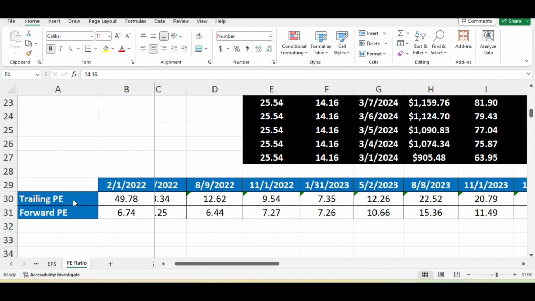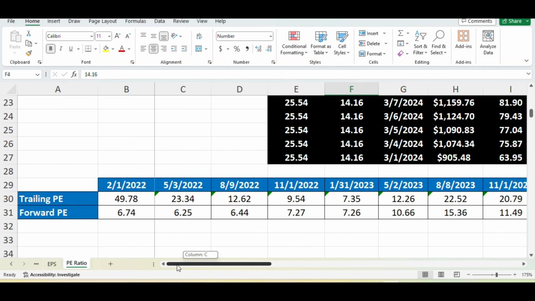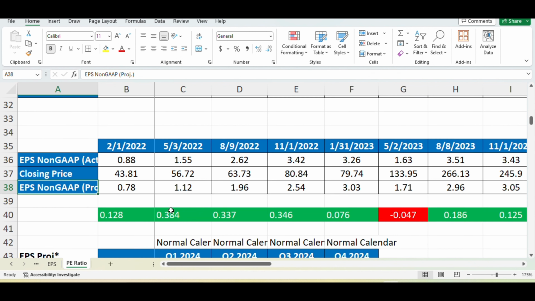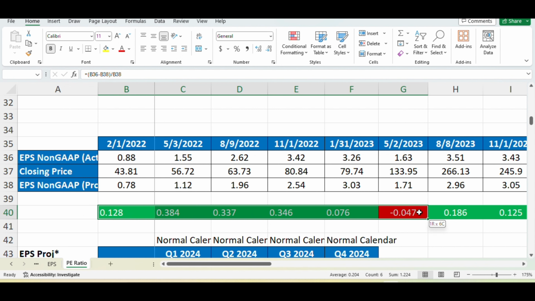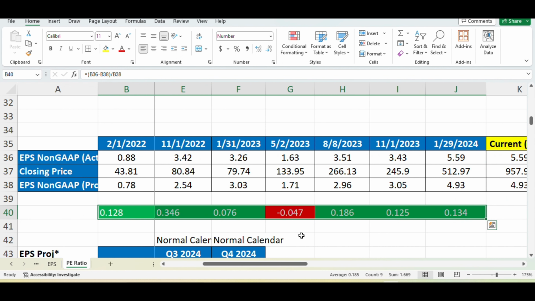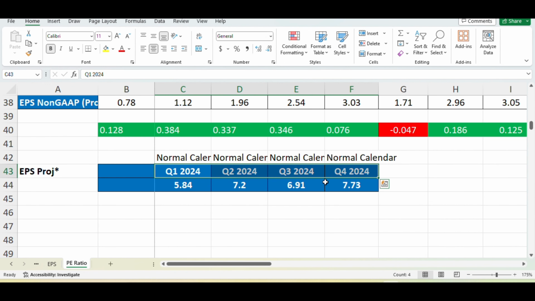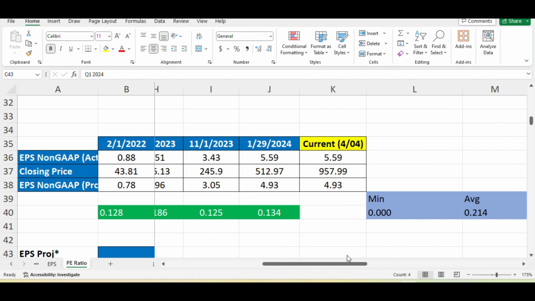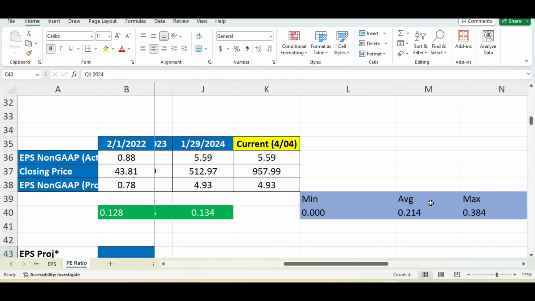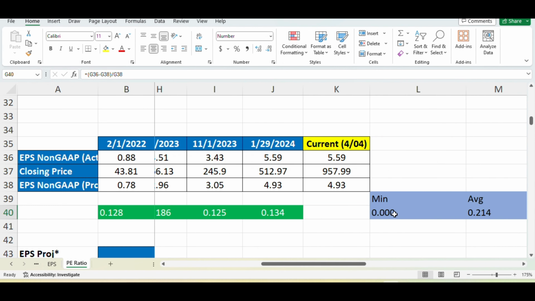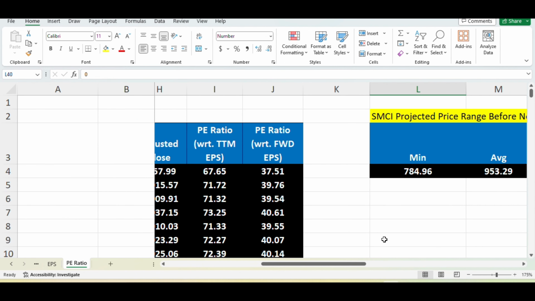We also have this table. This has the trailing PE and the forward PE for the last 9 quarters. And also this table, this has EPS actuals and projected for the last 9 quarters and also the earnings surprise or earnings miss. All greens are earnings surprise and the reds are earnings miss. And also I have EPS projected for the next 4 quarters. Plus I have this table. This has the minimum, average, and maximum earnings surprise for the last 9 quarters. For the minimum, I'm using 0 because there was one negative value, so I don't want to use negative because that will mess up my calculation.